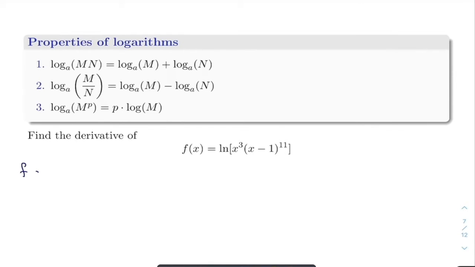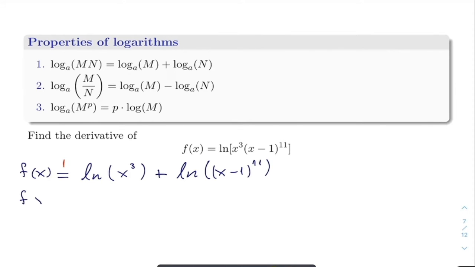So the first thing we will do is that this is equal to, using property number 1, the logarithm of x cubed plus the logarithm of (x minus 1) to the 11th power. So notice that we had a product, x cubed times (x minus 1) to the 11, and we separated it into sums.